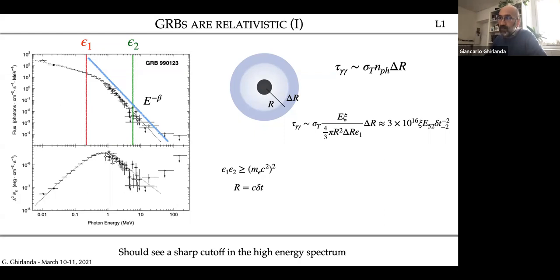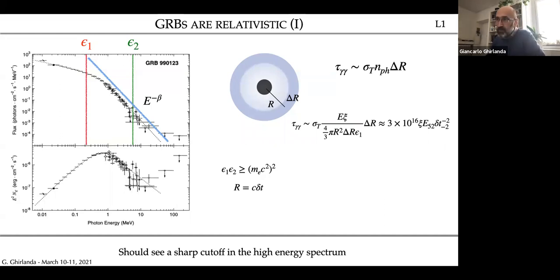and by the way, now and in the following lectures, I'm using this notation, meaning that in doing this numerical calculation, I used an energy of 10 to the 52 ergs and a variability time scale of 10 to the -2 seconds in this specific example. You can see that the gamma-gamma opacity is 3×10 to the 16. This is extreme, and this is a paradox.